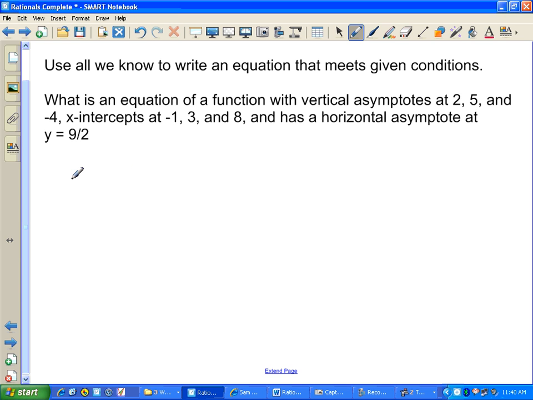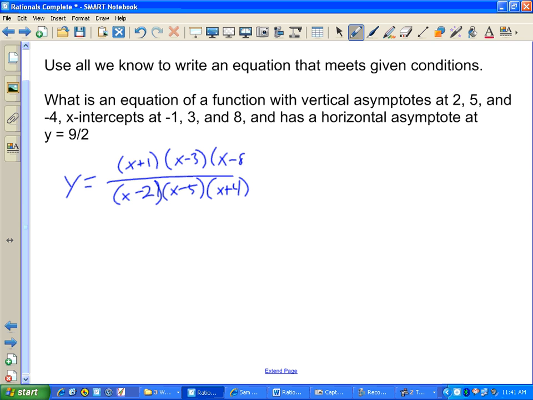So we'll start with the basics. I know I need vertical asymptotes at 2, 5, and -4. So that means my denominator is going to have factors of x minus 2, x minus 5, and x plus 4. I have intercepts of -1, so that means on the numerator I need x plus 1 as a factor, x minus 3, and x minus 8.